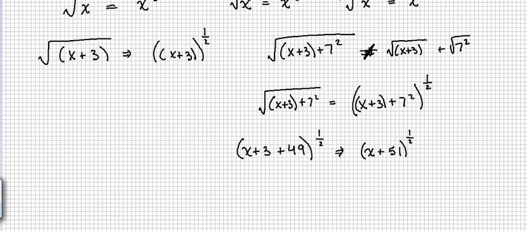Okay, so this is our final answer. Let's go back here. What would we get if we solve this? I want to prove that these are not the same. So we're going to have the square root of x plus 3 plus the square root of 7 squared, which is going to be 7. See how we can't move back into the argument at all? So this is not correct.